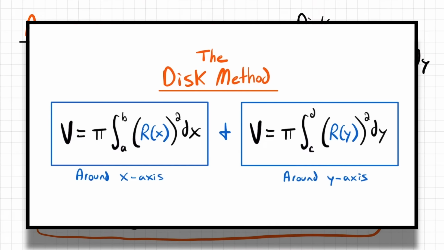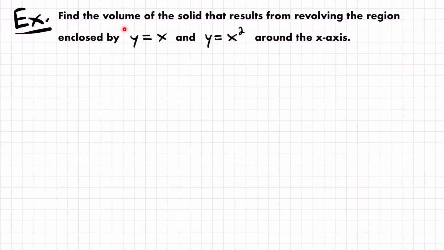And so in the end, what I'm trying to get you to realize here is that the disk method and the washer method are actually the same method. It's just that the disk method is when your inner radius is 0. Okay, so that's important to realize going forward as you calculate the volume of more solids of revolution. But with that, let's look at an example problem where we calculate the volume of a solid of revolution using the washer method. Okay, so here's our first example.